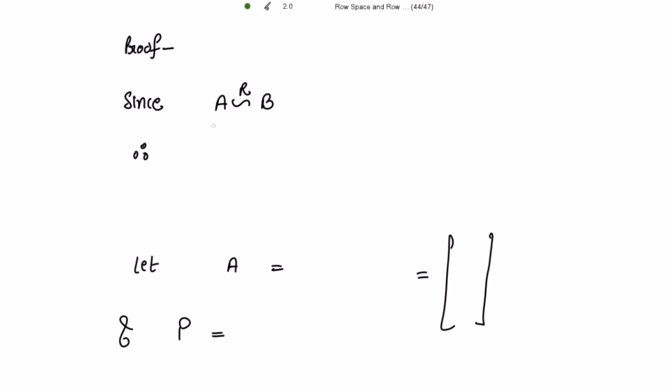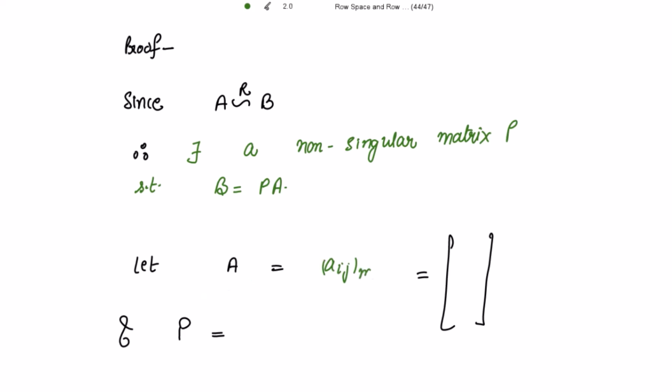Now, since B is obtained from A by applying the row operations, there exists a non-singular matrix, say P, such that B is equal to P multiplied with A. Let's take our matrix A to be denoted as Aij, and it is an m by n matrix, right? And let me write this matrix further in the row form. So this is R1, R2, up to how many rows are there? M. So writing Rm here.